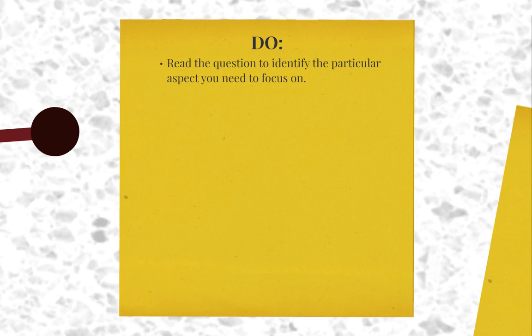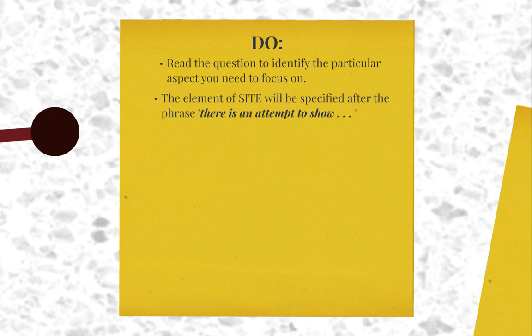Okay, so we've looked at the extract from Tess of the D'Urbervilles. Let's look now at some do's and some don'ts when using sight to answer the evaluative question, question 4 on paper 1. So let's begin with the do's. The first thing you must do is to read the question very carefully and identify the particular aspect of sight that you are being asked to evaluate on. The element of sight will always be specified after the phrase "there is an attempt to show," and I would suggest that you highlight whatever comes after that phrase so that you know what you're writing about.